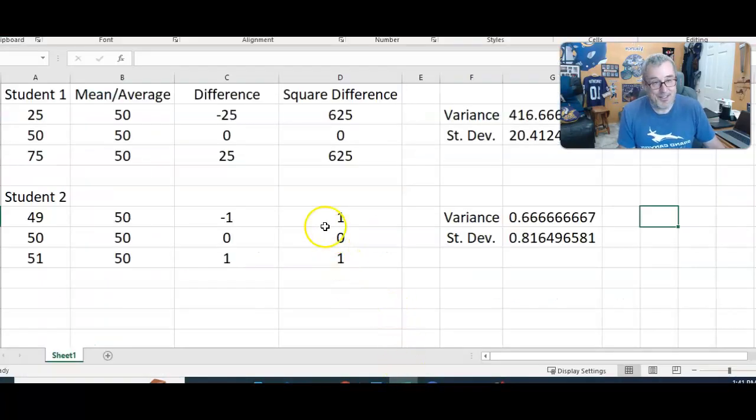I threw it into Excel just for ease. Now, student one: 25, 50, 75. You could compute the mean just by understanding what it means, the average. Remember, you add up all the numbers and divide by how many numbers there are. When you divide, you equally distribute.